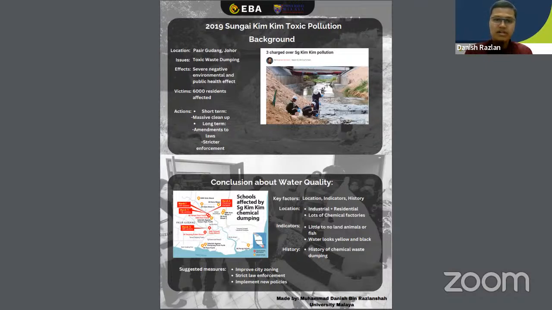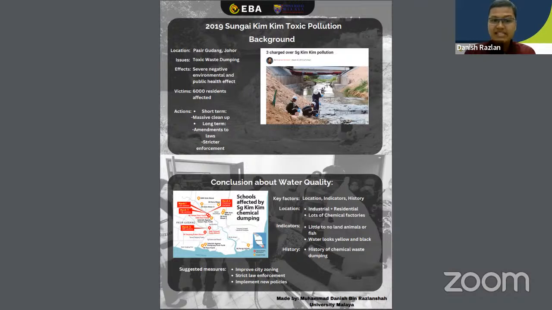And then last but not least is the history of the river. What I found out is that there had been histories of chemical waste dumping. This incident didn't happen out of the blue. It had to have been caused by past dumpings, which built up over time and led to this disaster.